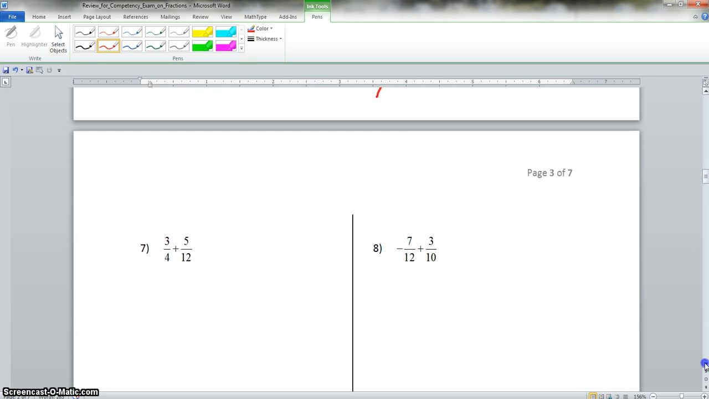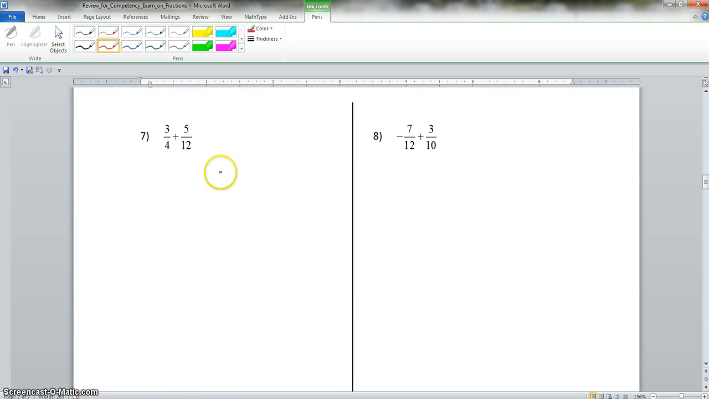Now we scroll down here to number 7. Now number 7, we have unlike denominators here. So what we do, we find the prime factorization of 4 and 12. 4 becomes 2 times 2, and 12 becomes 3 times 4. And this 4 becomes 2 times 2. Now, the prime factorization of 4 is 2 times 2, and the prime factorization of 12 is 2 times 2 times 3.